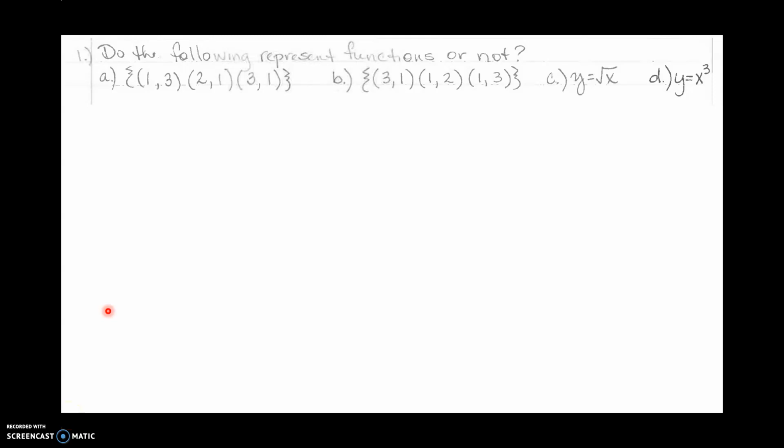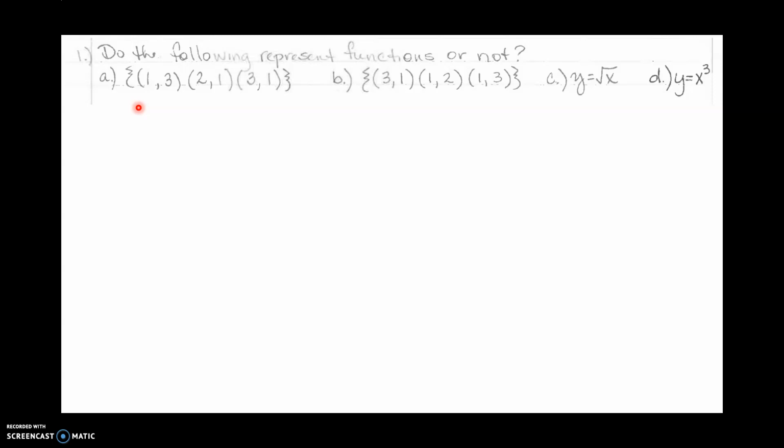All right, let's look at the solutions for the college algebra test on chapter 3. Remember that your actual test is going to look exactly like your sample test. And so when we look at this first question, do the following represent functions or not? Remember that a function has no two x values the same, and the graph passes the vertical line test.